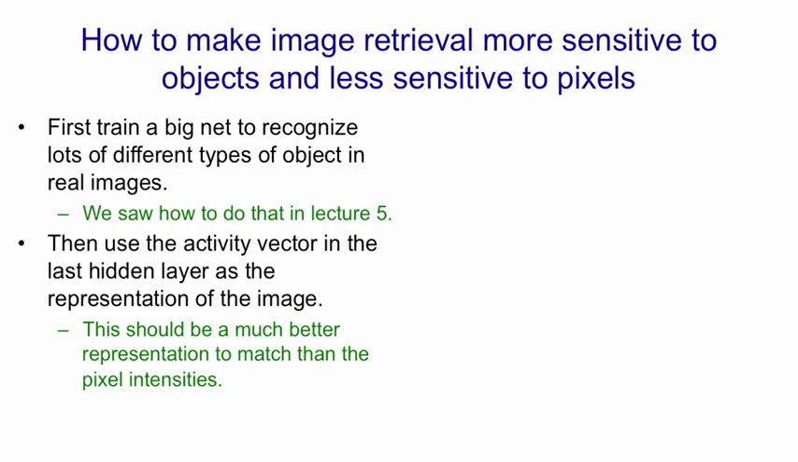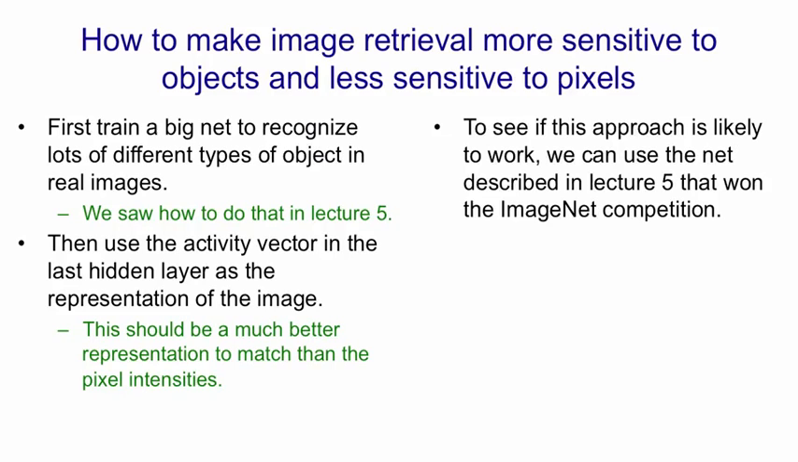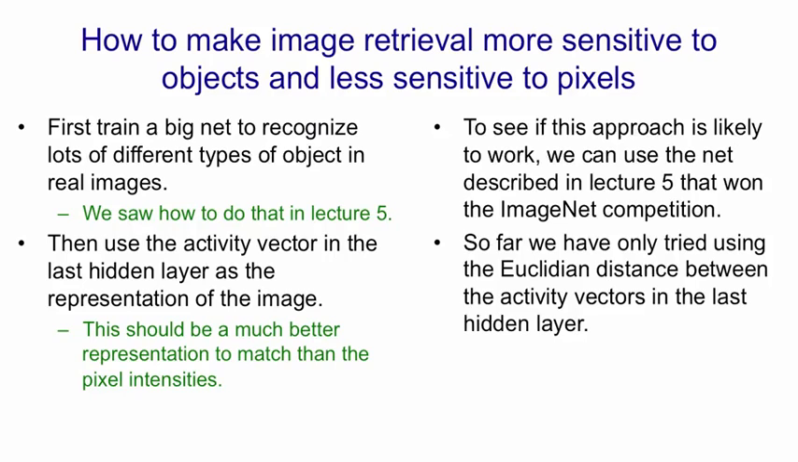This should be much better than the pixel intensities at capturing information about the kinds of objects in the image. So to see if this approach is likely to work, we use the net described in lecture 5 that won the ImageNet competition. So far we've only tried it on Euclidean distance between the activity vectors in the last hidden layer. But obviously if it works for that, we could then take those activity vectors and build an autoencoder on those to get them down to binary codes. So let's first see if it works with Euclidean distance. It turns out it works really well. We don't know yet whether it'll work with binary codes.